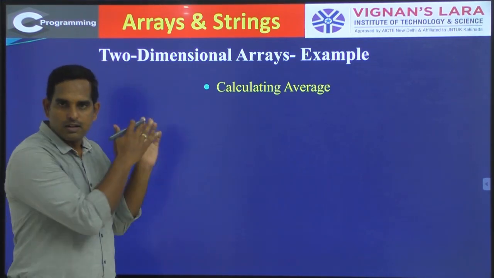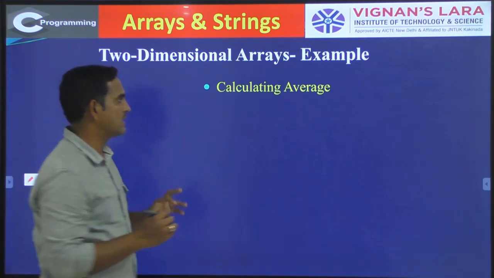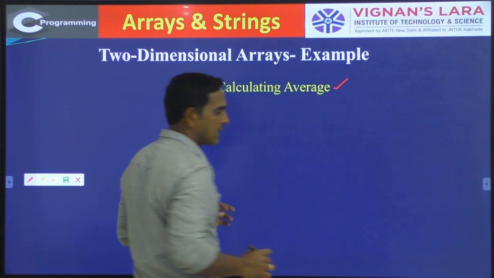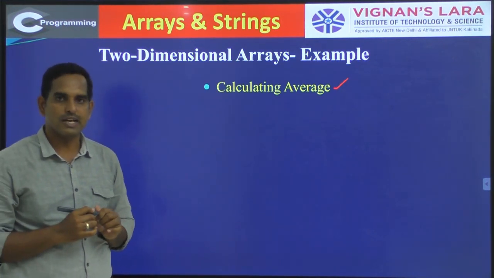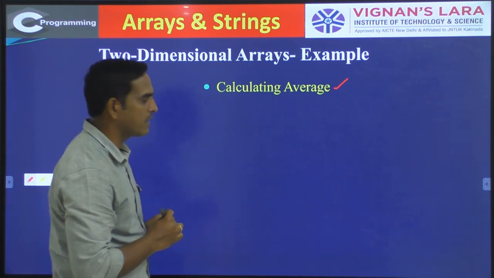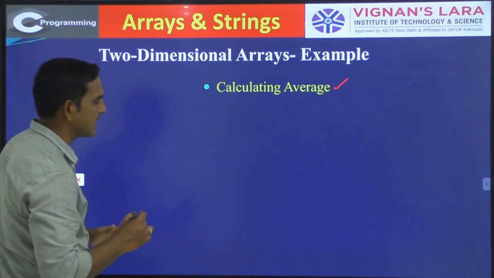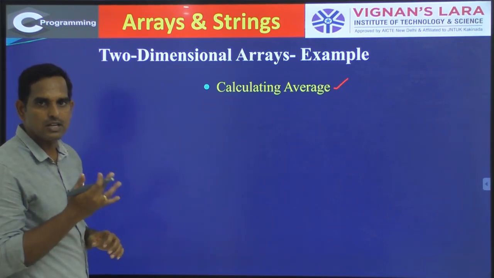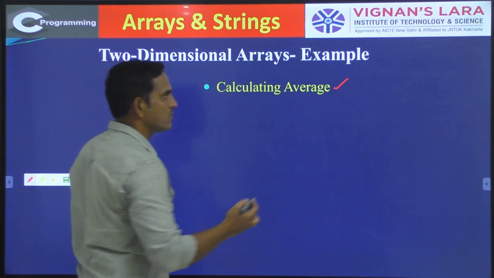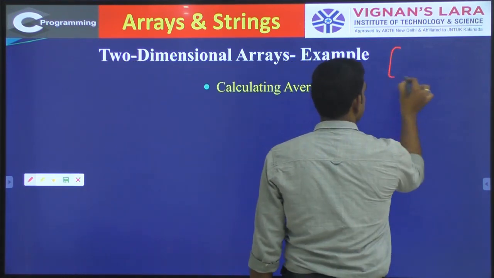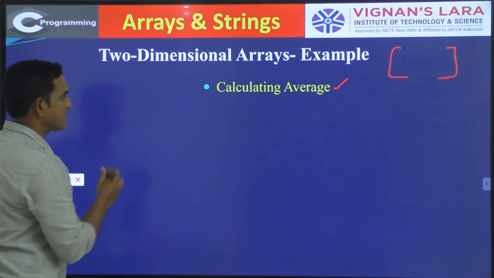So we'll combine all these parts of the two-dimensional array and calculate the average of the elements present in it. I will take a simple two-dimensional array. We'll write the complete program for calculating the average of the elements in a two-dimensional array. In order to calculate the average, I should first take one array, one matrix. So I will take a two-dimensional array.